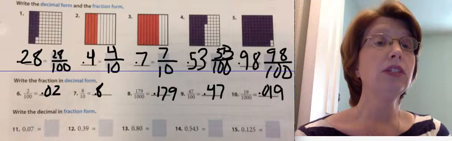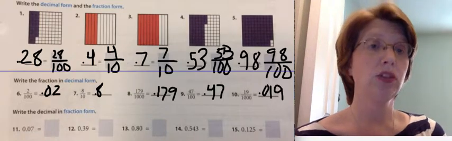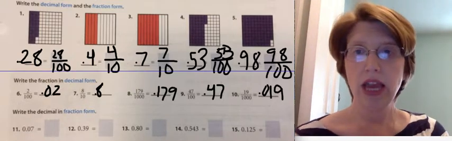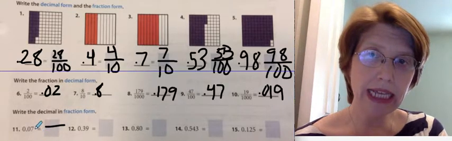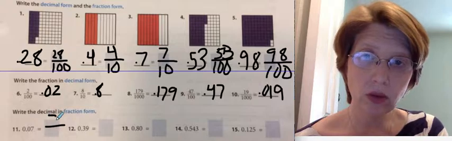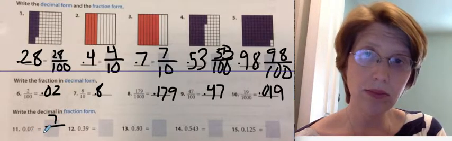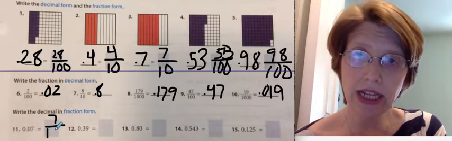Okay? This is where I said if you know how to read your decimals, it'll be really easy to write the fractions. Because if I could read this, I can write it. So this is going to be 7 what? It's in the second place over, which is 7 hundredths.